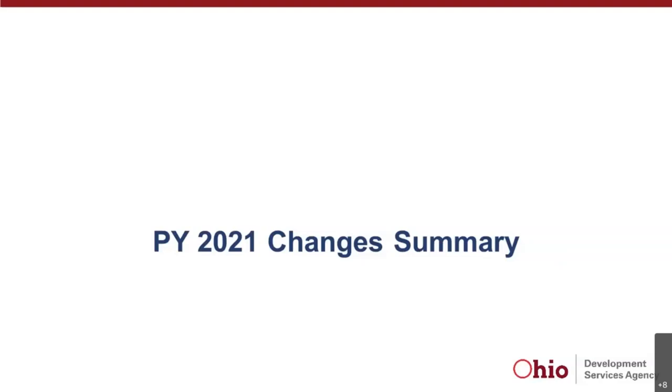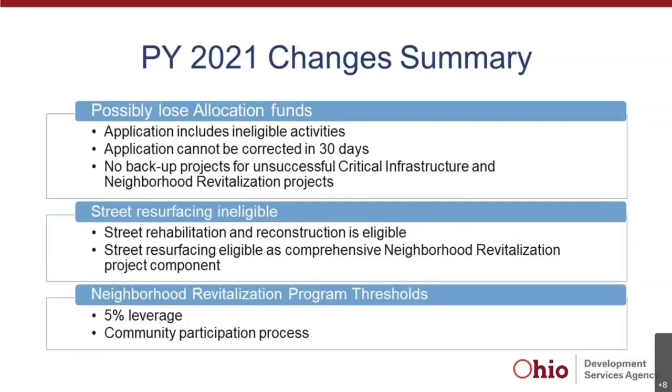Since there are a few significant changes this year, I do want to take a few minutes to recap them. Allocation is not guaranteed. Funds may be lost if applications are submitted with ineligible activities, deficiencies that cannot be corrected within 30 days, and backup projects are not provided. Street resurfacing or repaving and repair are not eligible.